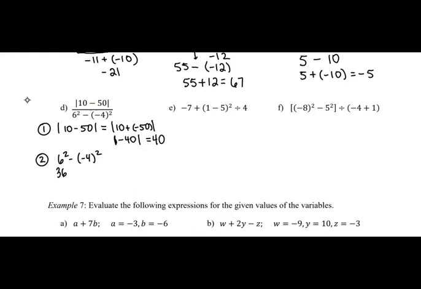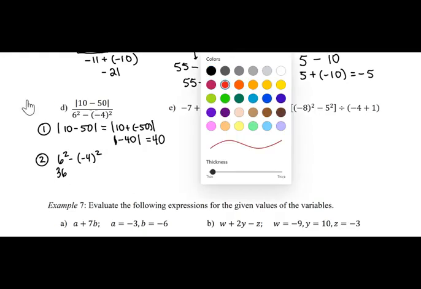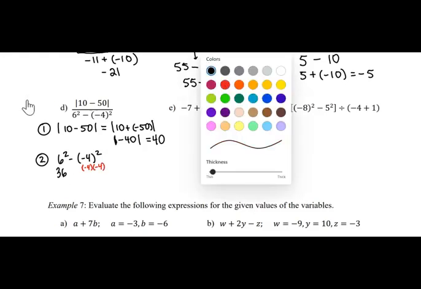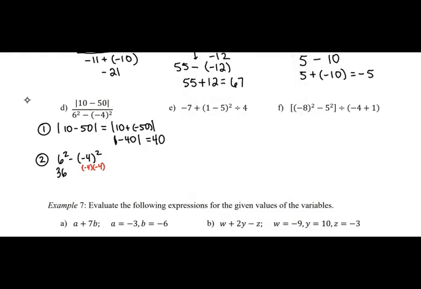That means negative 4 times negative 4. That's what the square means, so I have to do that first. Negative 4 times negative 4 is 16. So I have 36 minus 16, and 36 minus 16 is 20.